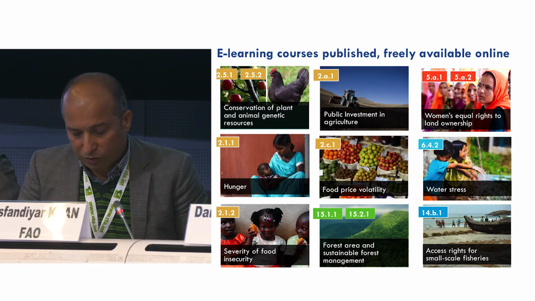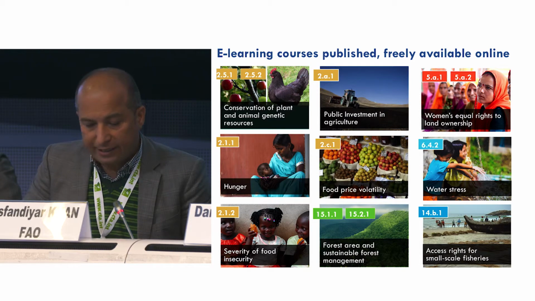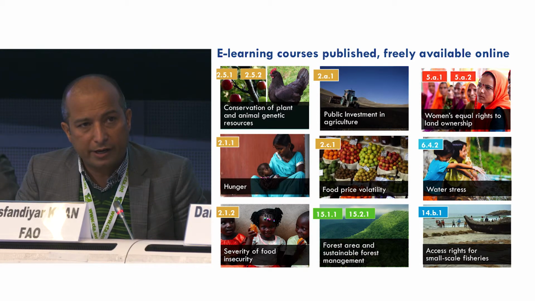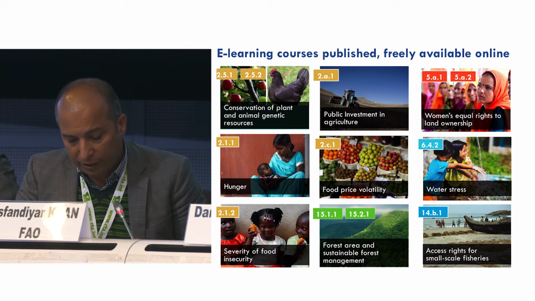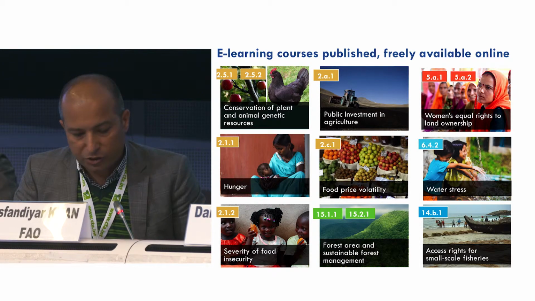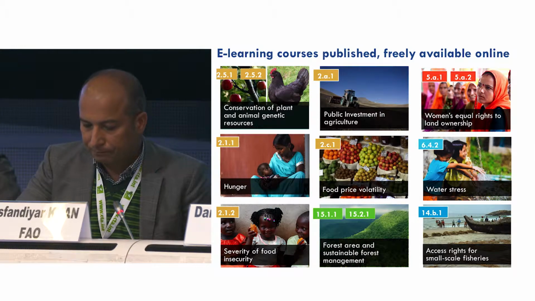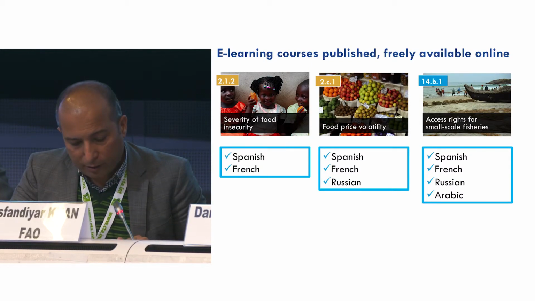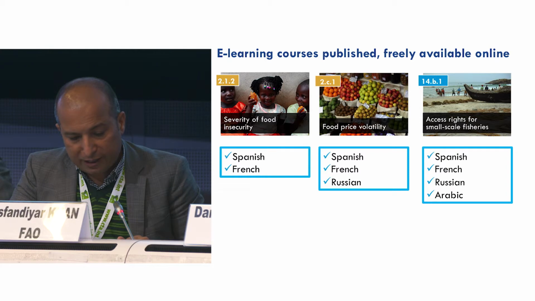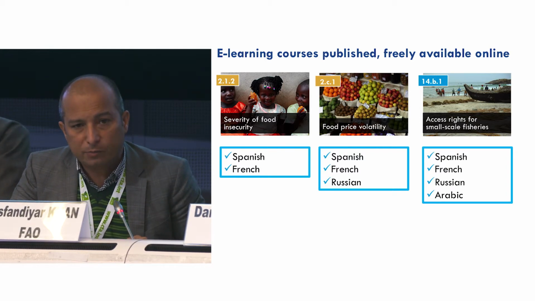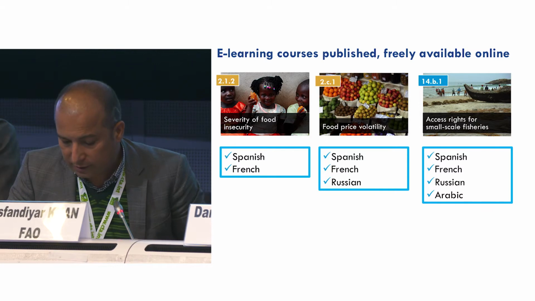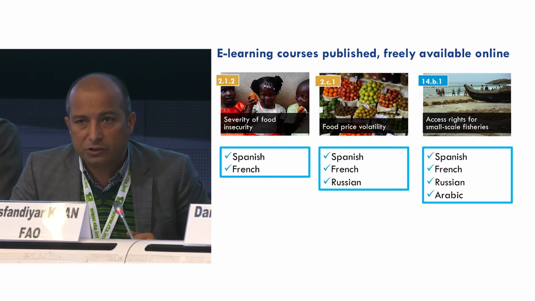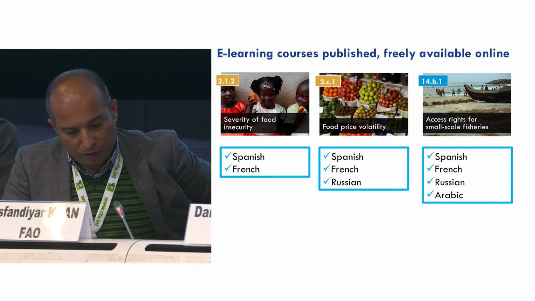So as you can see, most of the indicators, the moment we got the indicator upgraded, we were simultaneously working on developing these courses so that we can, without losing any time, start building the capacities of the country institutions so that they're able to start reporting on these indicators. Here are some more. So as you can see, most of these have been published in several languages. The intention is to at least publish all these online training courses in at least the 6 official languages of UN.